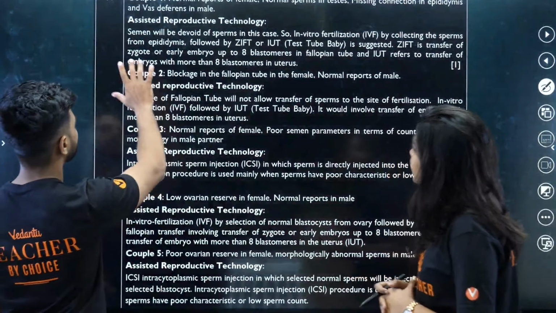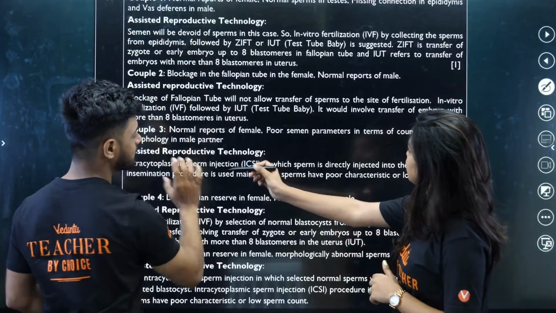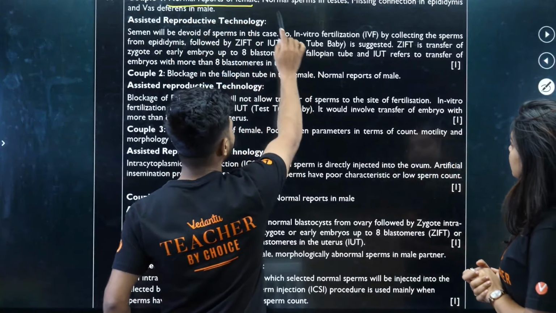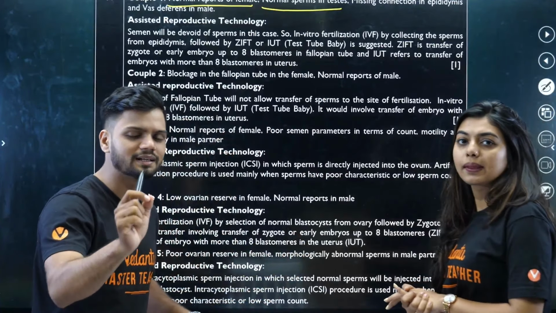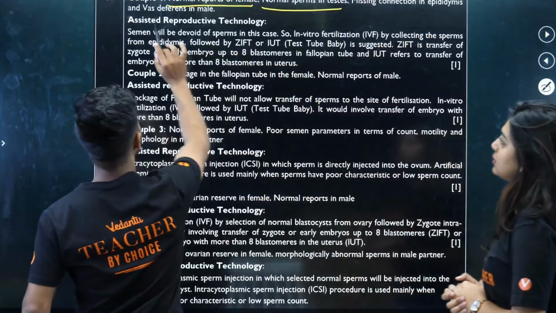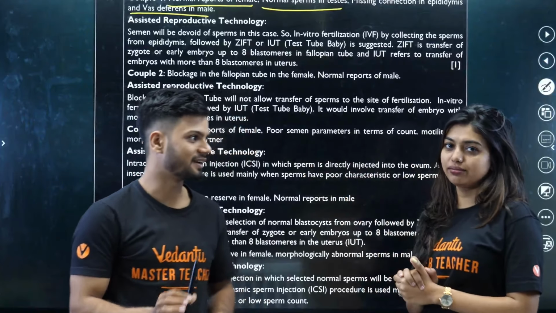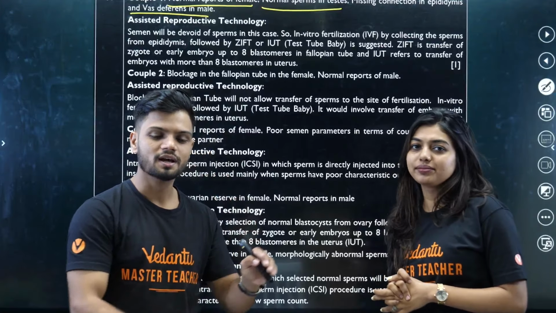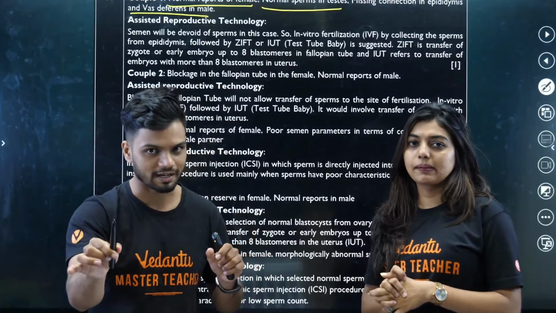It'll be easier. Yes. So couple number one, ma'am. Normal reports of female. The female is completely normal here. Normal sperm and testis. But in the case of male, sperm is present in the testis, healthy. Missing connection in the epididymis and vas deferens in male. That means it's not reaching the location. Yeah, it is like one blockage is there in the middle. The road is completely blocked. That is, the sperm produced in the testis is not able to transport into the urogenital tract.